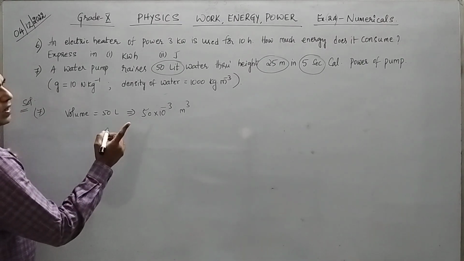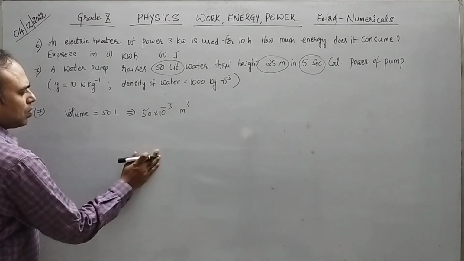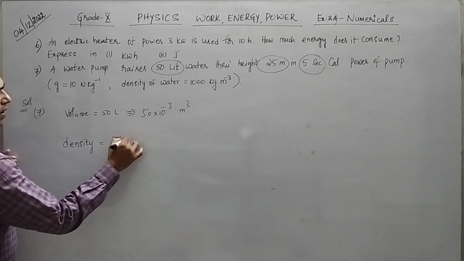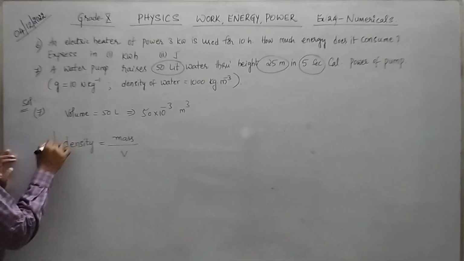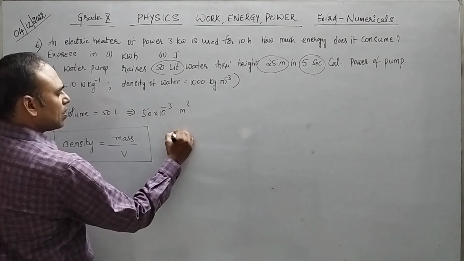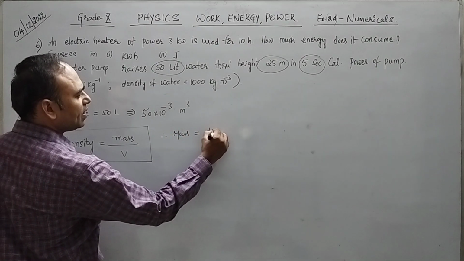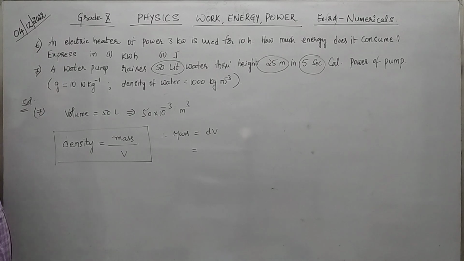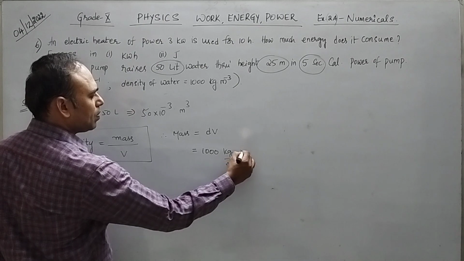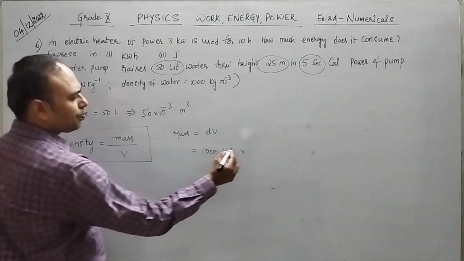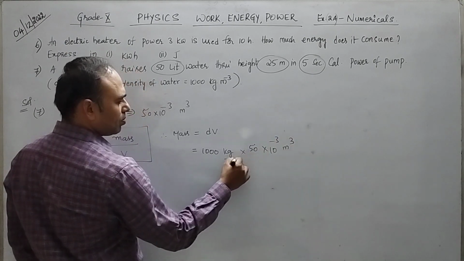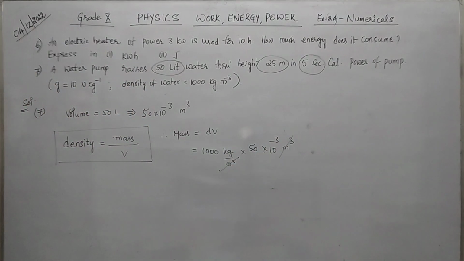Second one, what is given here? We have density, you know. Density is calculated as mass per volume. They have given density. Now we need mass. Therefore, the mass can be calculated by using density into volume. What is density here? 1000 kg per meter cube into volume, 50 into 10 to the power of minus 3 meter cube. This gets cancelled and you will get the mass in kg.